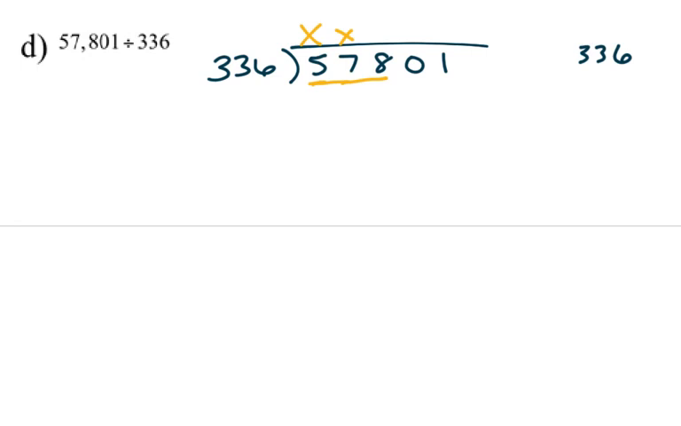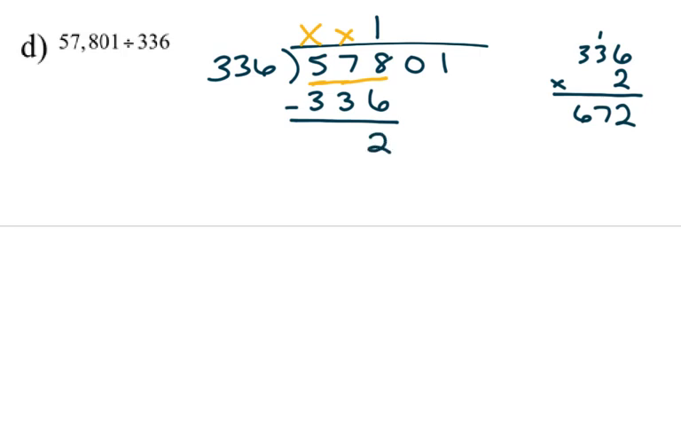Most likely it only goes in one time, but over on the right-hand side in my work, I'm going to show 336 times 2, just in case. And so 6 times 2 is 12. 2 times 3 is 6, plus 1 is 7. 2 times 3 is 6. So that's 672. That's a little bit too big. And so it only goes into that one time with 336 as our product there.